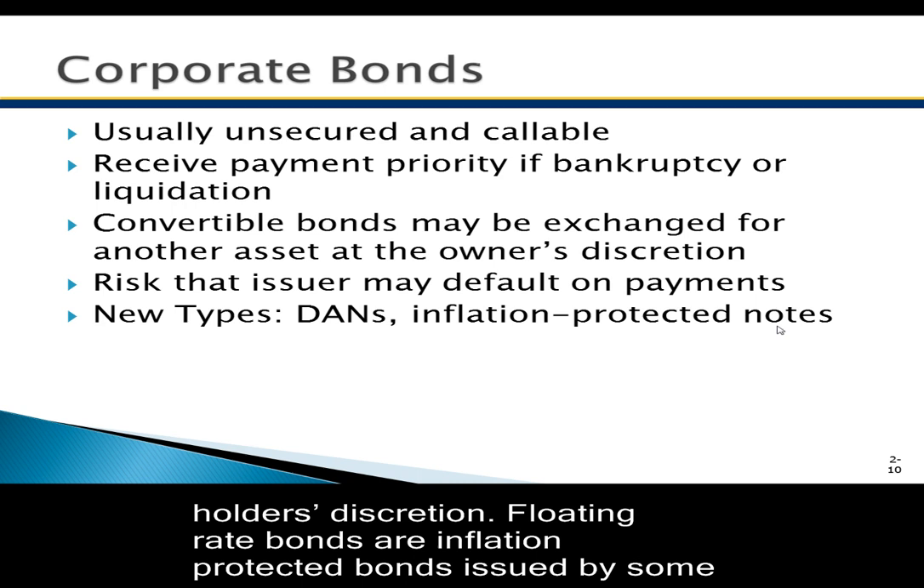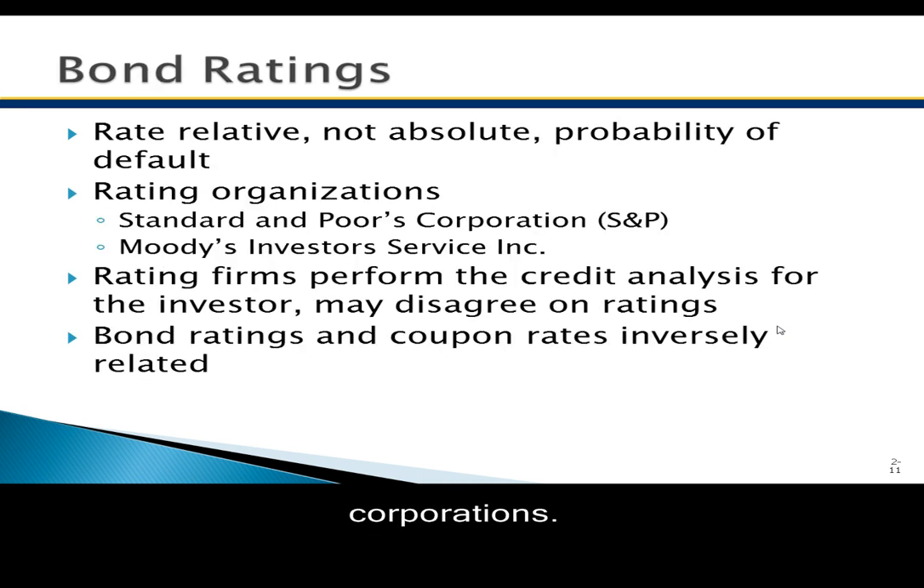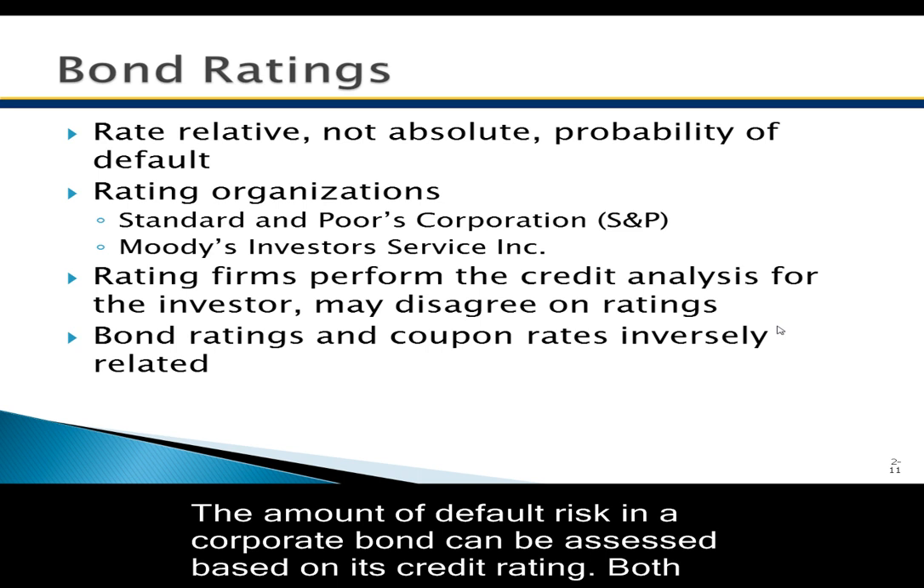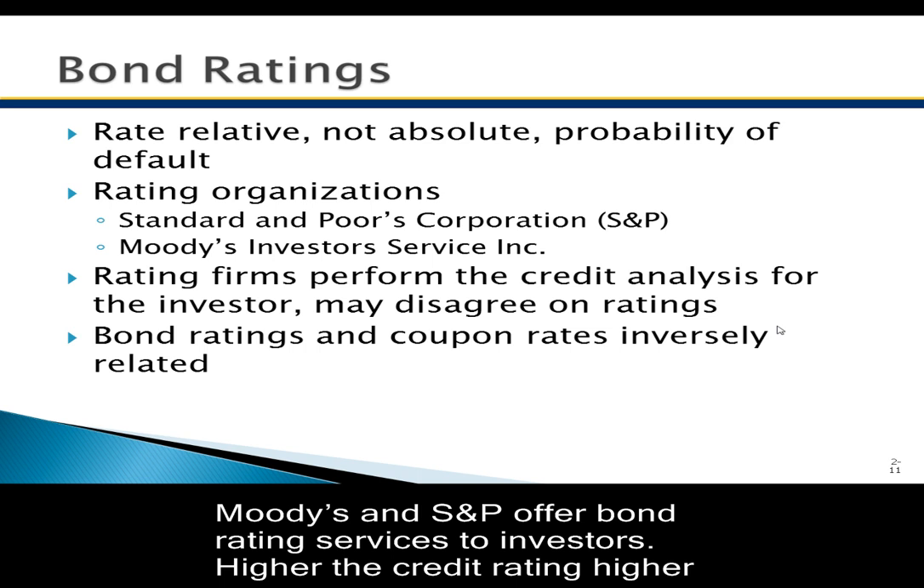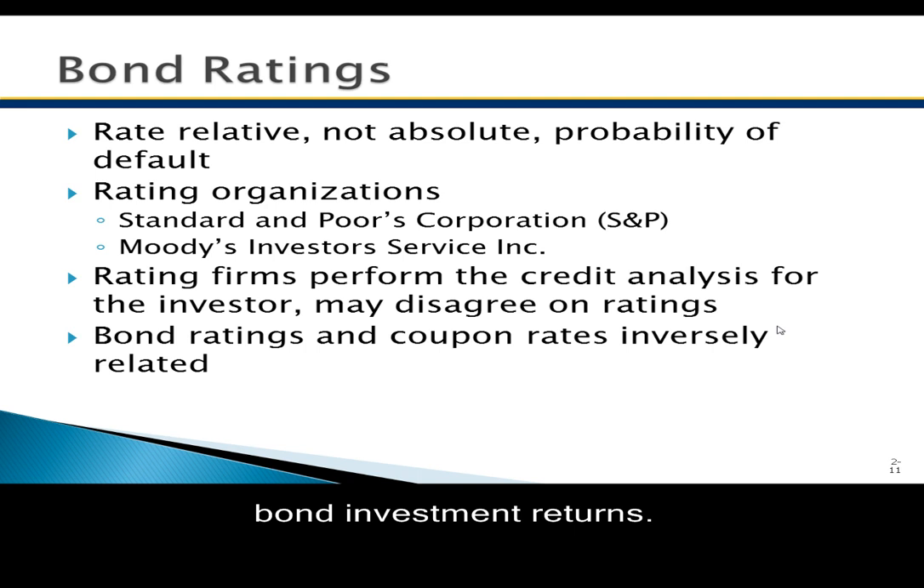Convertible bonds may be exchanged for a certain amount of stock at a bondholder's discretion. Floating rate bonds are inflation protected bonds issued by some corporations. The amount of default risk in a corporate bond can be assessed based on its credit rating. Both Moody's and S&P offer bond rating services to investors. The higher the credit rating, the higher the quality of the bond, but the lower the default risk. Credit rating has an inverse relation with bond investment returns.